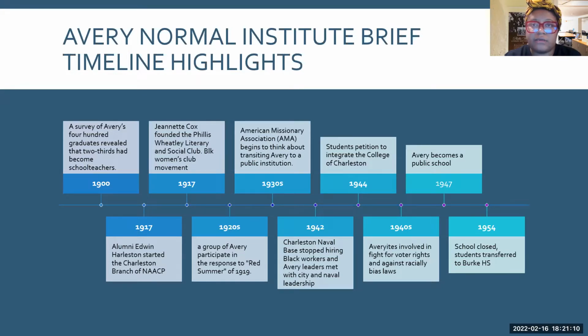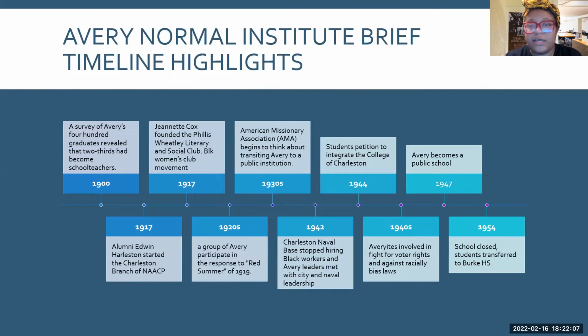And that was due to funding. Another issue was workers and economic issues. And so with World War II, there was an influx of people coming to Charleston for jobs. And so there was white and Black tension. And as a result, the naval base decided not to hire Black workers, which obviously had an impact on Avery. A lot of the people who worked at the shipyard, at the naval yard, sent their children to Avery. So that had a financial and social impact as well. And so they were able to meet with the Navy leadership and the city leadership to reverse that and to hire Black people at the naval base.